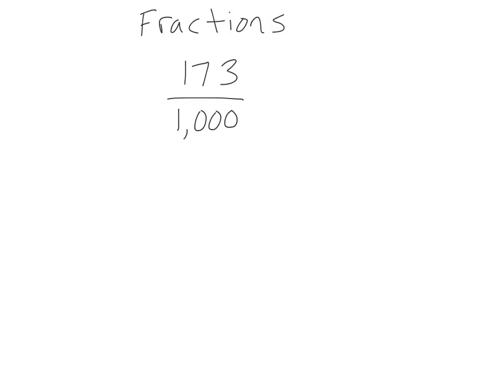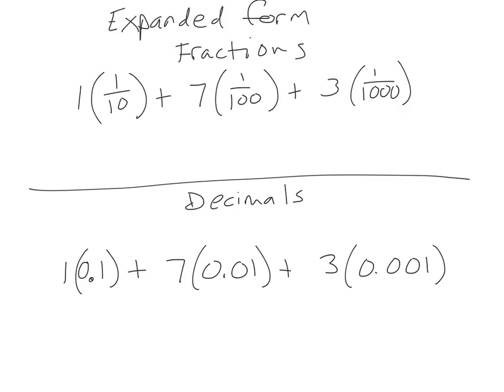Next, we have the decimal as a fraction. And so we have 173 thousandths. So notice that my denominator is 1,000. And then my top number shows that I have 173 out of 1,000 pieces, just like we had in the grid. All right, next is expanded form.